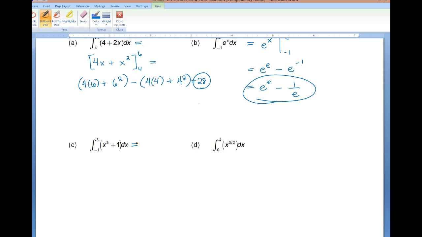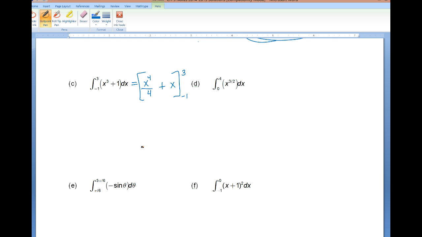Okay, how about the next one? So it's going to be x to the 4th over 4, plus 4x, evaluated at negative 1 to 3. What do you mean 4x to the 4th? Remember, the rule is that we want to just increase the power and divide by that new power.